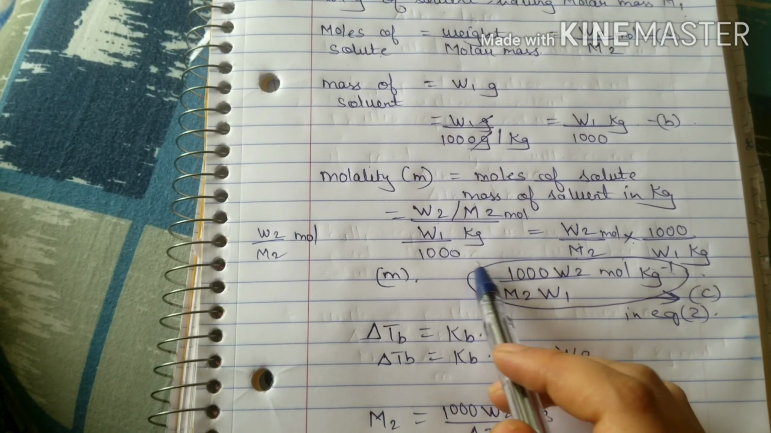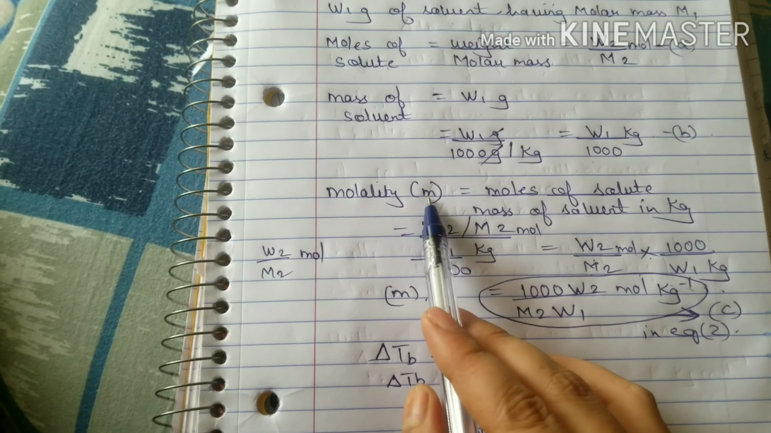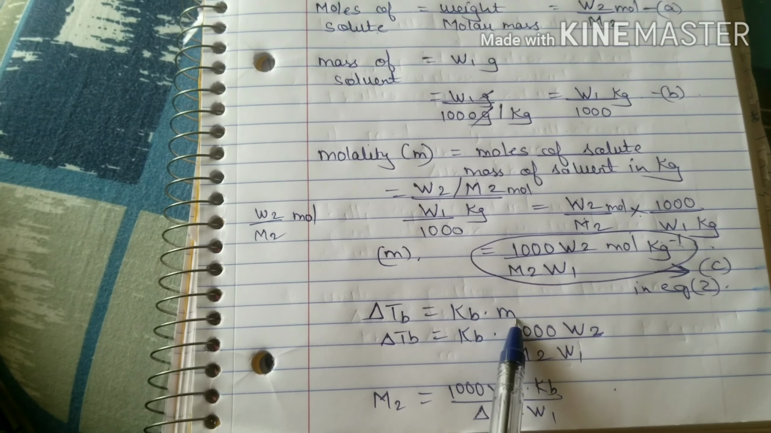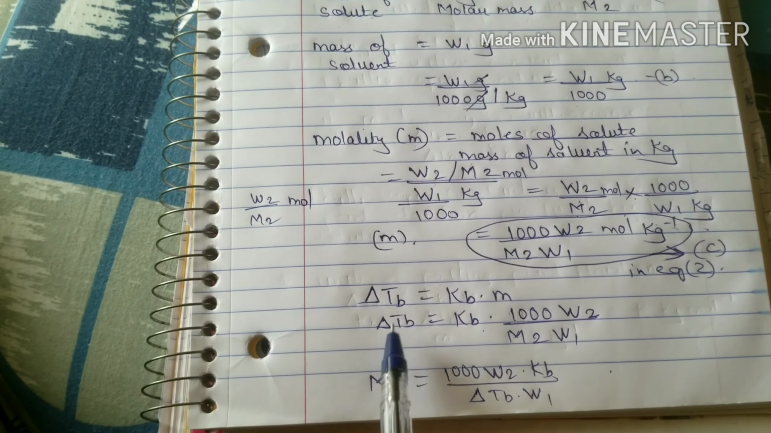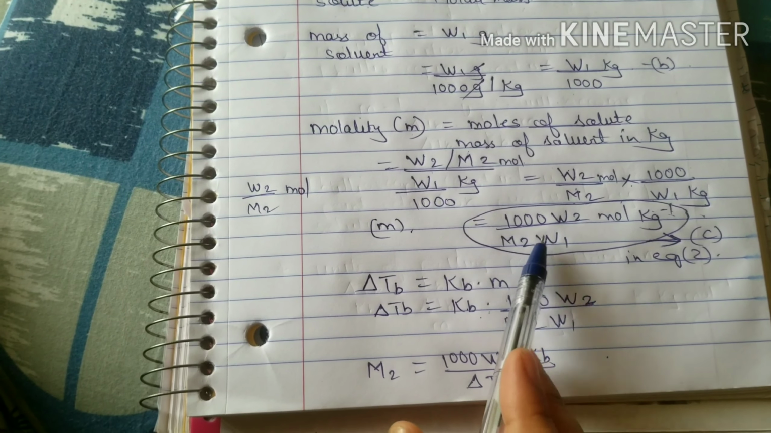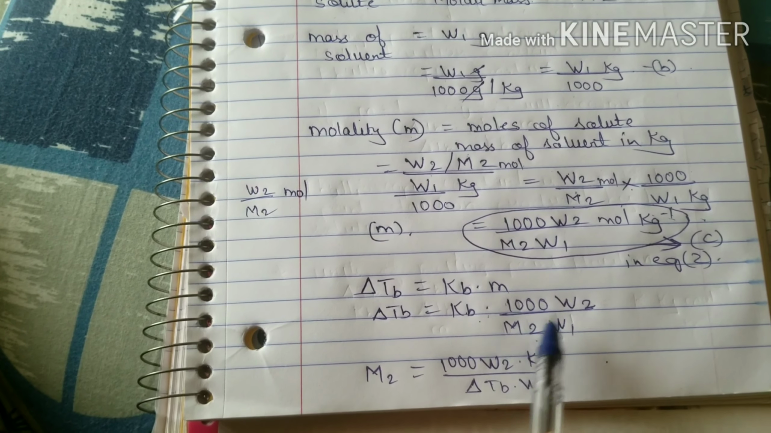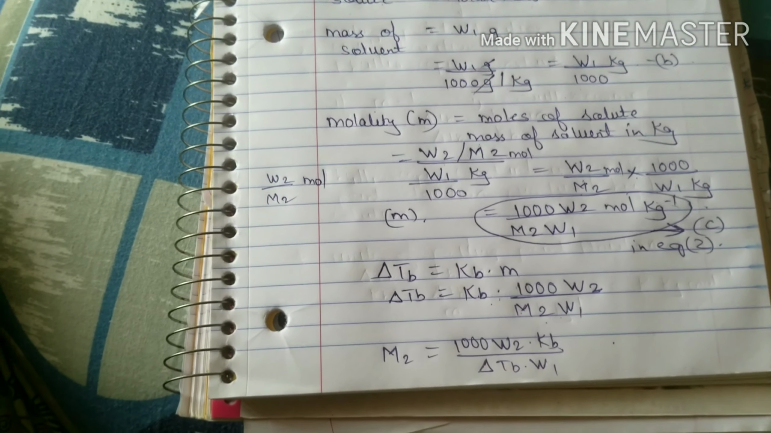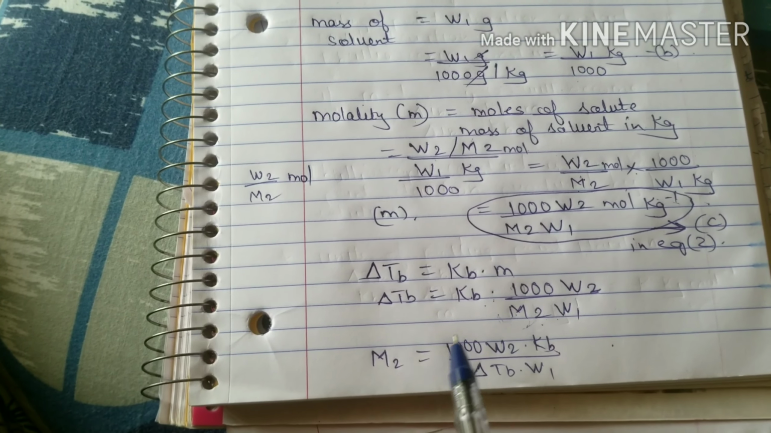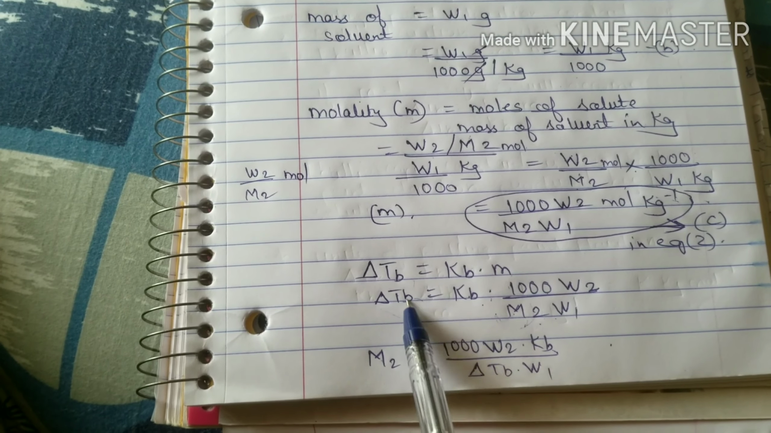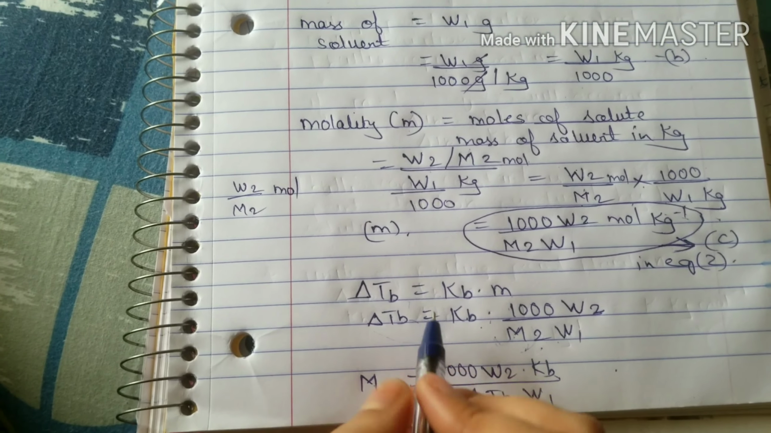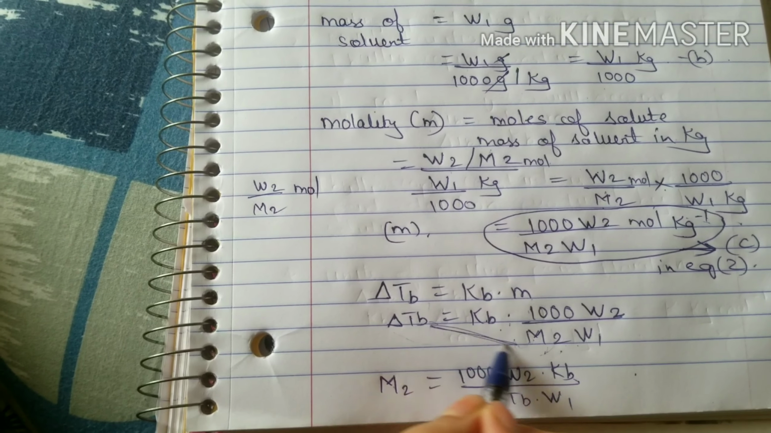Now this value that you have got for m, you are going to substitute in your first equation, that is delta TB is equal to KB dot m. So what are you going to get? Delta TB is equal to KB will remain as it is, and in place of m you are going to substitute this value, that is 1000 W2 upon M2 W1. Now we are calculating the molar mass of solute, so you are going to remove M2 out, so this term will go in place of M2. The rest is going to remain the same. There is only an exchange of these two groups here.